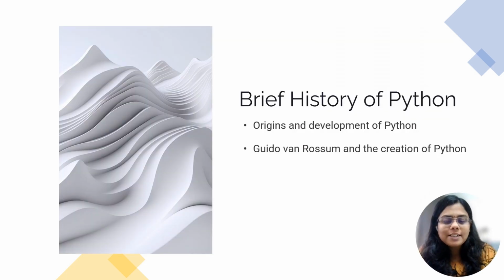So now let us understand the brief history of Python. So where did it start? What is its origin? So Python is a pretty new language. It originated only in the 1980s by this particular Dutch programmer. His name was Guido van Rossum.